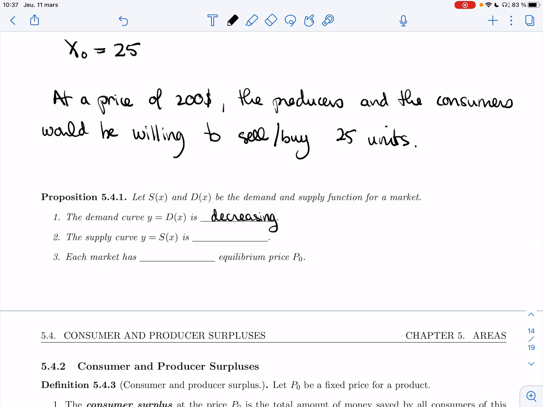Now the supply function is the opposite. If I want to sell 10 units, then there's going to be a price. Let's pretend like it's $100. If I want to increase the number of units that producers are willing to sell, I need to increase the amount of money they receive per unit. And so I'm going to have to increase the price. So this supply curve is increasing.